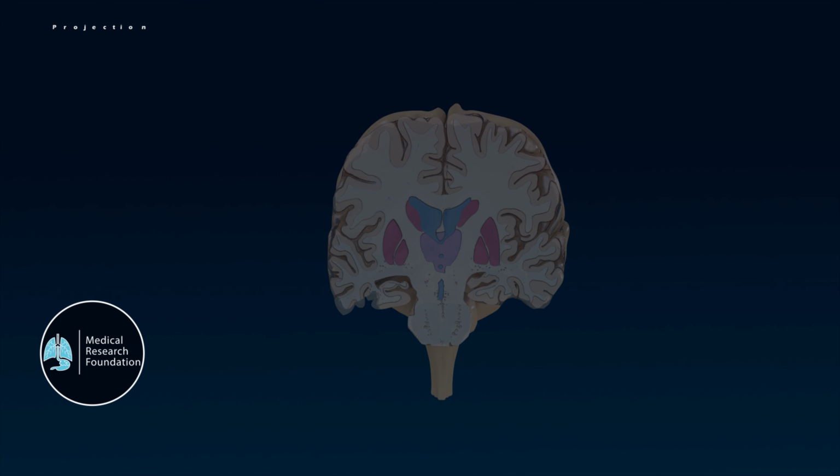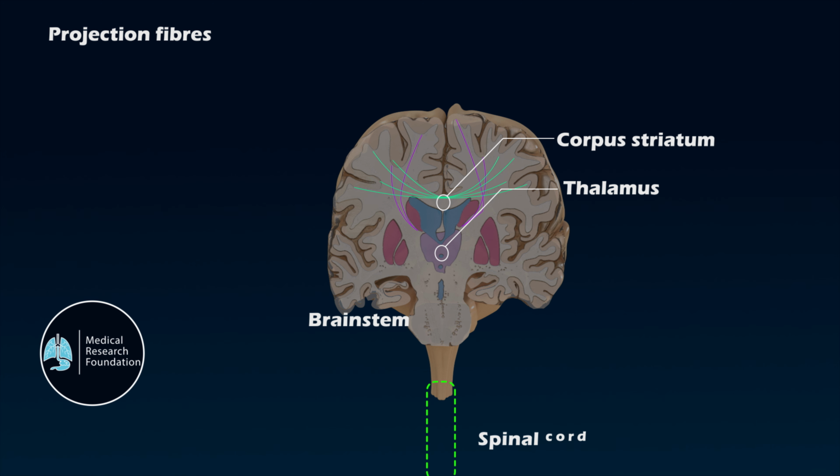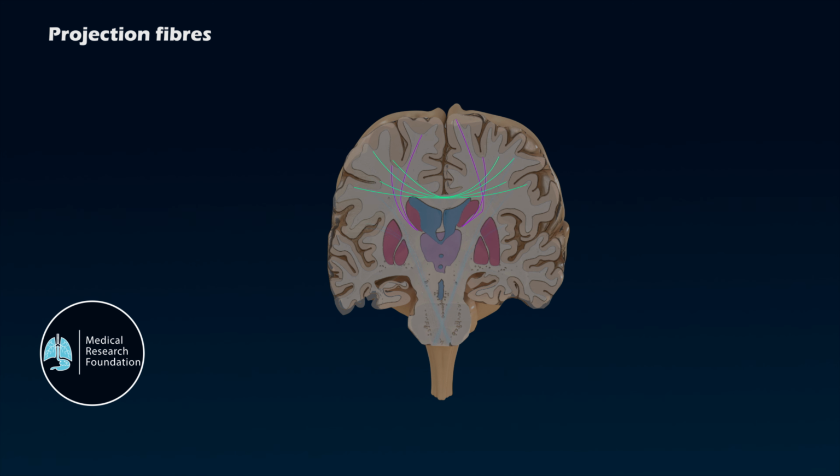Projection fibers connect the cerebral cortex to the subcortical centers, such as corpus striatum, thalamus, brainstem, and spinal cord. These fibers are of the following two types: corticofugal fibers, which go away from the cortex to centers in other parts of the CNS, corticopetal fibers, which come to the cerebral cortex from the other centers in the CNS.